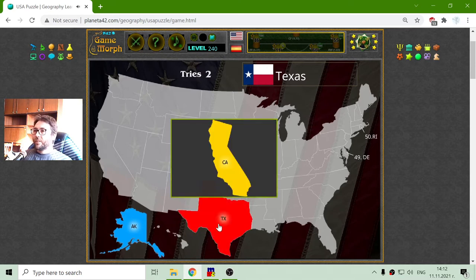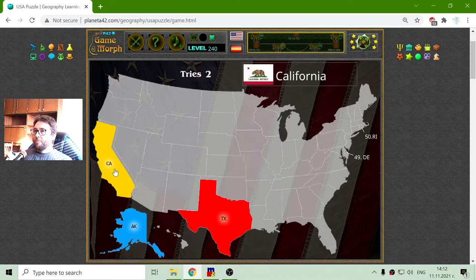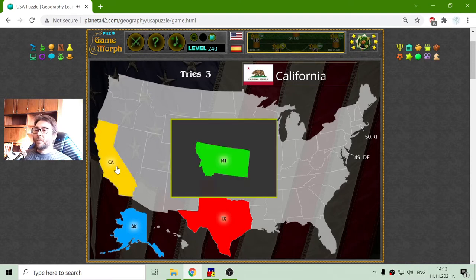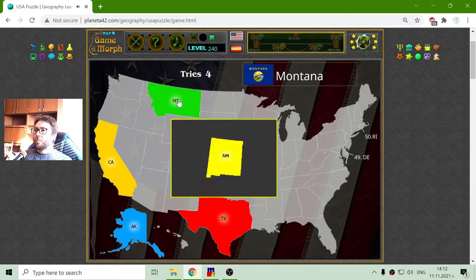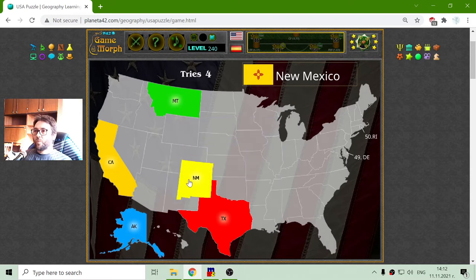And Texas is here, bordering Mexico. California, in the western part of the United States. Montana. Montana was here at the top. And this is the state of New Mexico. Well, that should be near Mexico, right?